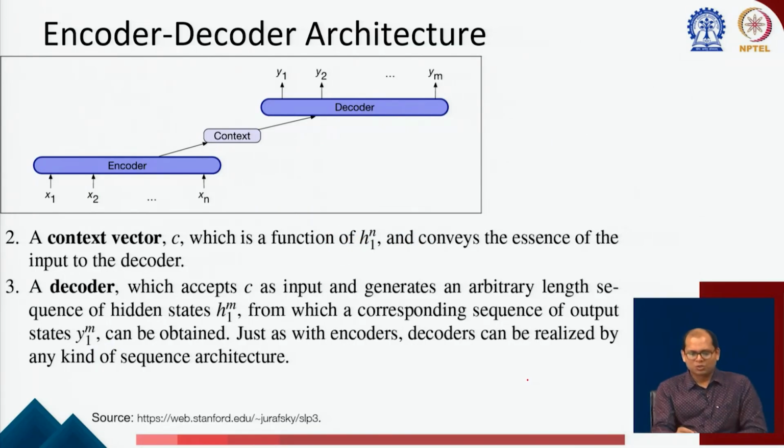Now, from this encoding you get a context, which is a function of all the hidden states, right? Like we did in the classification, we can use a function of these hidden states to represent my sentence. And it should convey the essence of the input to the decoder, because this is the only signal typically that goes to the decoder, right? So the decoder will accept this context vector as input and generate a sequence of hidden states again, and from which it will generate the outputs. Okay. And you can use any architecture for this. So this was very similar to how you did language model generation.